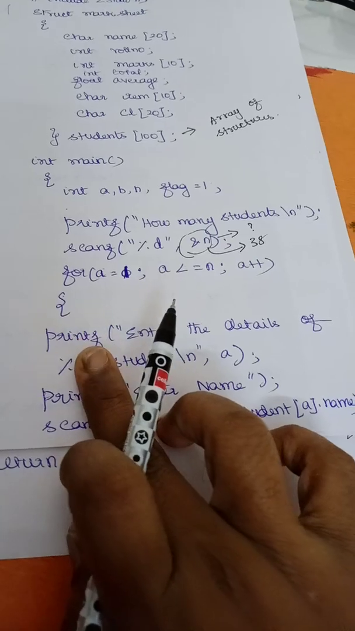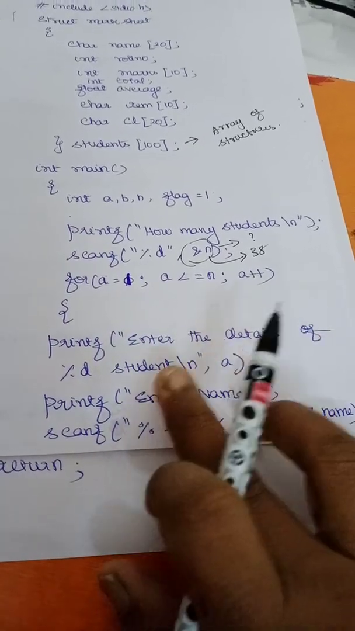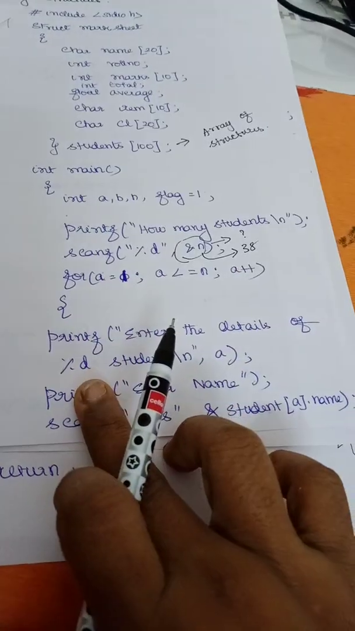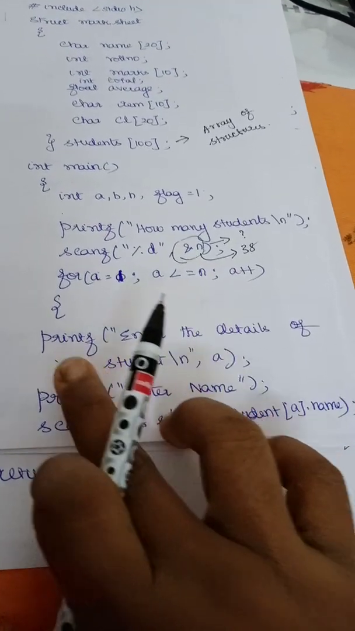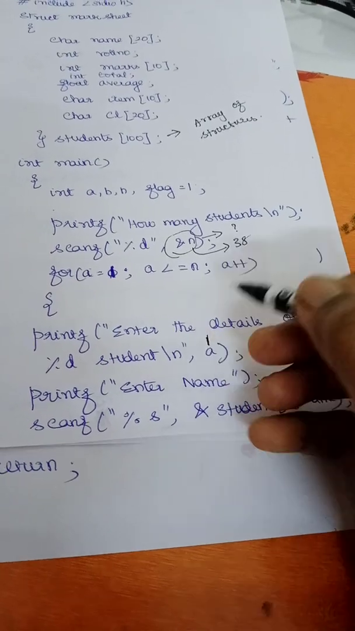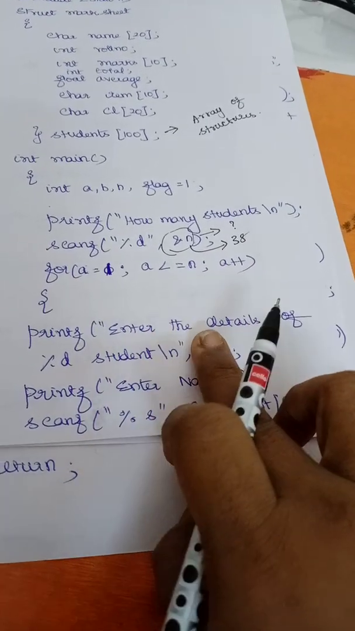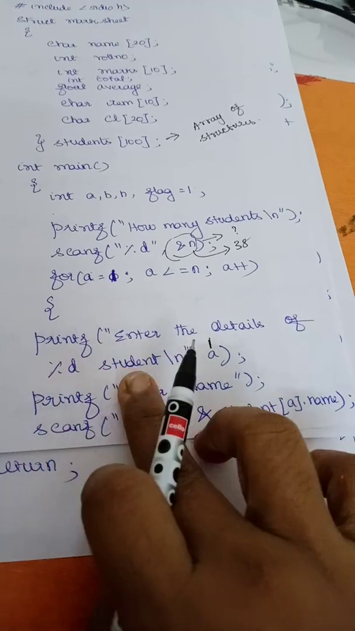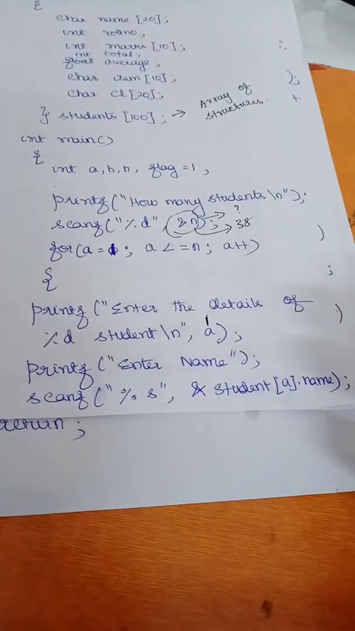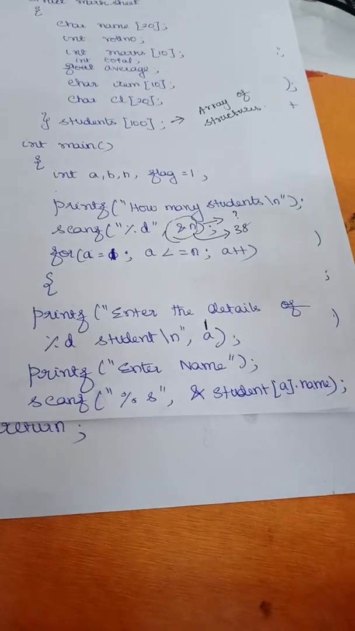Right? Now printf, enter the details of a student. So which student do I need? I need the first student details. So here the percentage d refers to a value. So here my a value equal to 1. So enter the details of first student. Here printf, enter the name. I am reading the student name. Here it is going to be what?